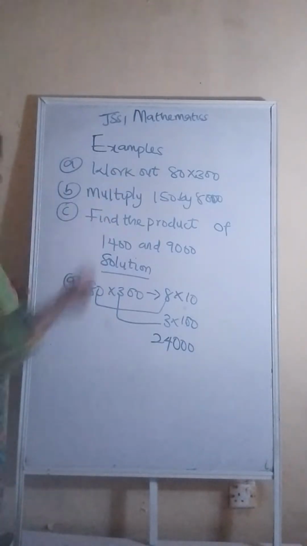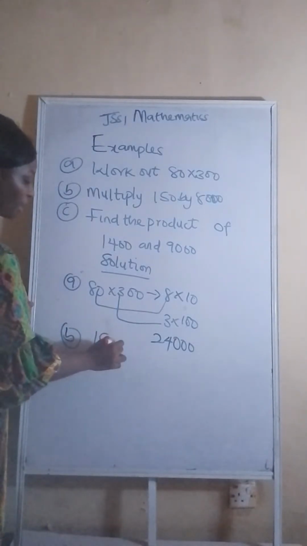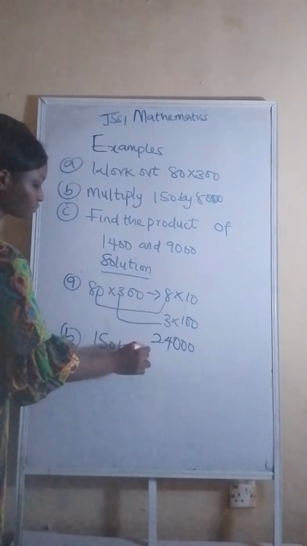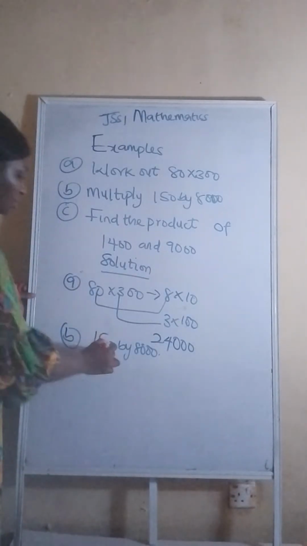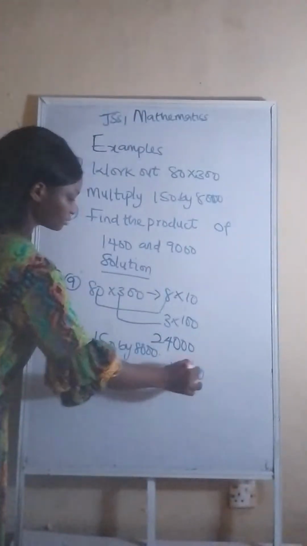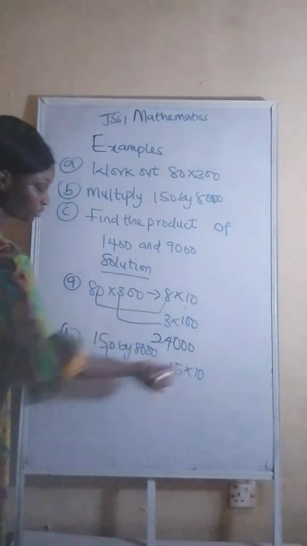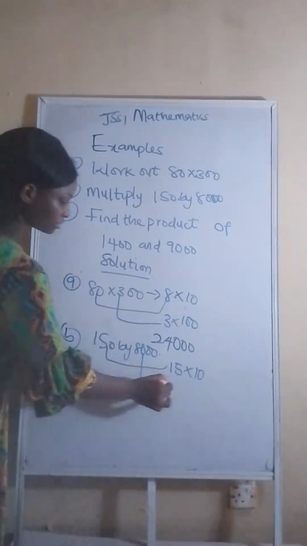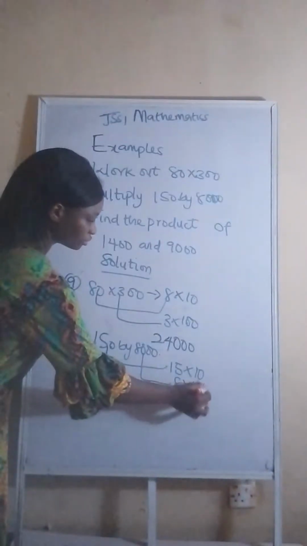So now let's multiply 150 by 8,000. We can use the same method here. 150 is 15 times 10, just one zero, that's why it is 10. If it's two zeros, it would be times 100. But this one has how many zeros? 3 zeros. Very good, 1, 2, 3.